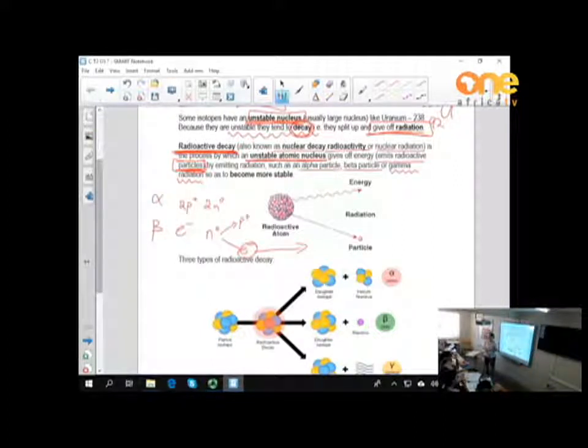You won't know about gamma radiation, eh? Okay, gamma radiation is part of the electromagnetic spectrum. It's part of the radiation that enters via the sun. When we do waves, we'll come back to gamma radiation. But it's very high energy waves that are given off.